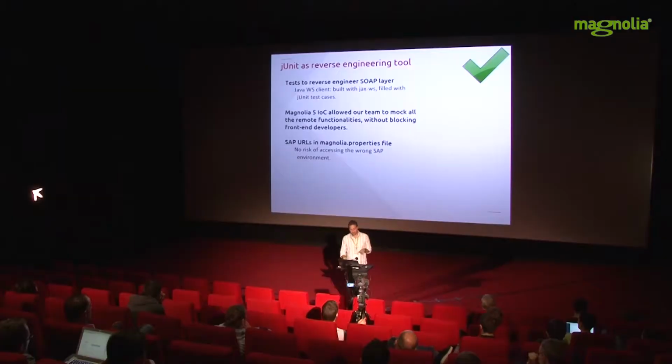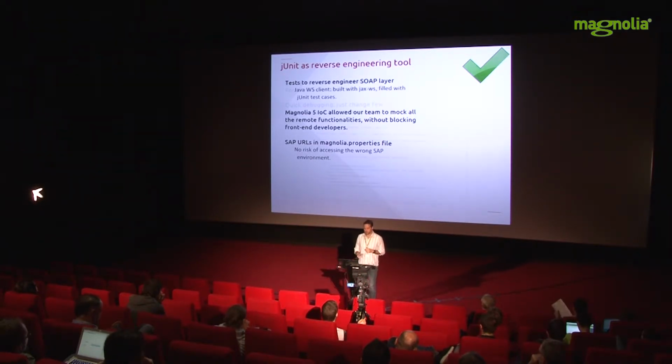In the meantime, the backend developer reverse engineered the solution, completing the JUnit test cases, and step by step translating them to form processor, step processor, field validation, and so on. The process of unifying the solution was very agile. One process after the other, we moved from the mock solution to the real SAP connection. Just a note, the SAP URLs are stored in a Magnolia properties file to have no risk of accessing the wrong SAP environment. We have two environments, one for testing and one real.